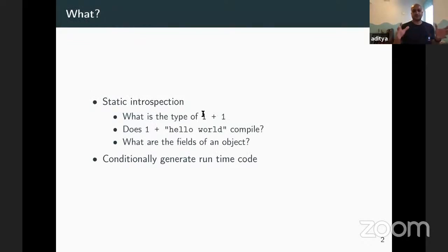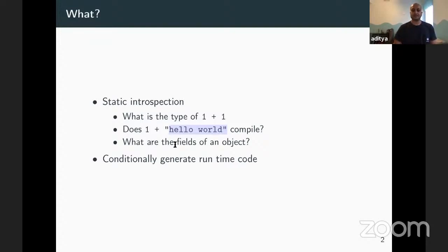So just to get a broad overview, it's the idea of being able to query your code base for all of the static information that it has at that point in time, right? So it's the idea that you can ask at any point in time, what is the type of 1 + 1, and use that information somehow. You can even ask questions like, does the expression 1 + "hello world" compile? And if it doesn't compile, do this thing. If it does compile, do this other thing, all in the course of your program.